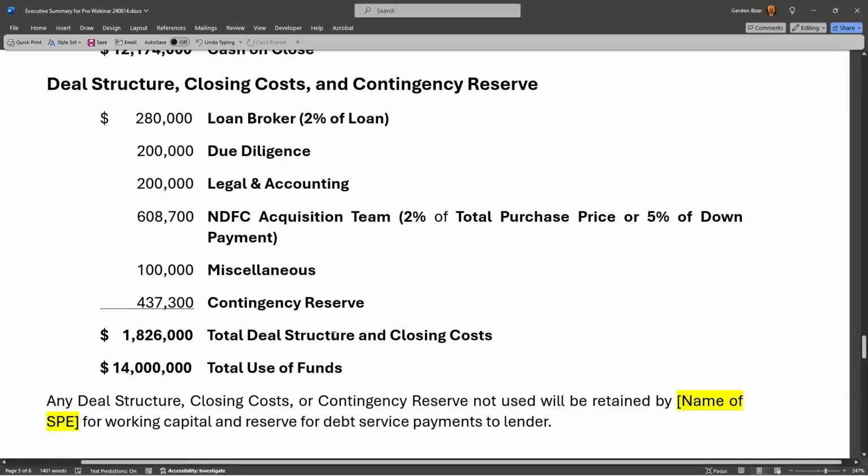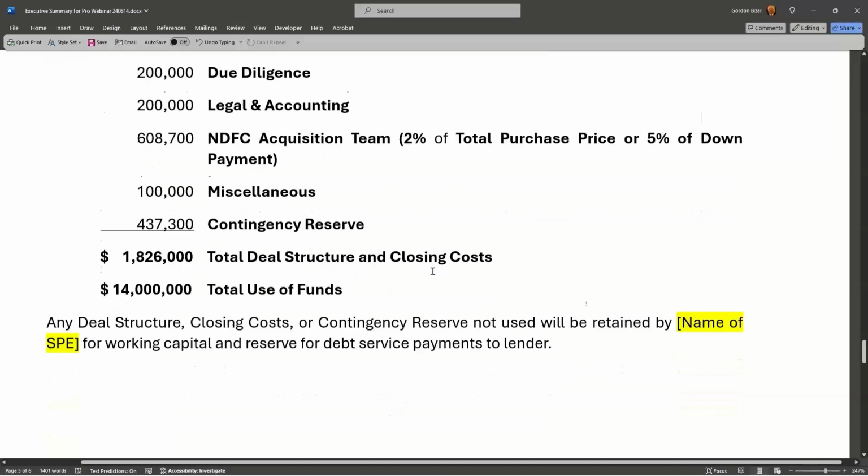So the total deal structure and closing costs are $1,826,000, which is very high. The lender's going to look at that and say, that looks very high to me. And we're going to say, yes, it is, and then explain it just the way I explained it to you. So the total use of funds is the 14 million, and between what goes to the seller and these other items is where it goes.